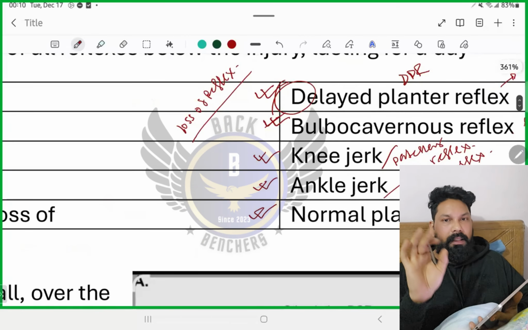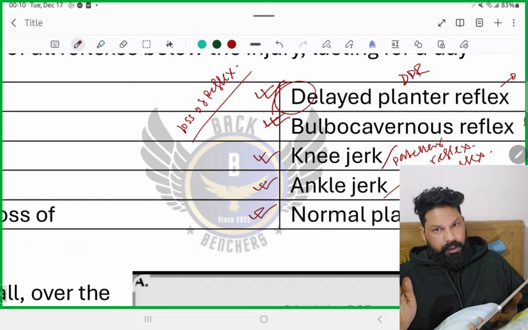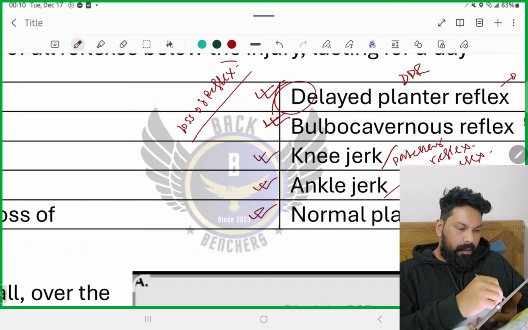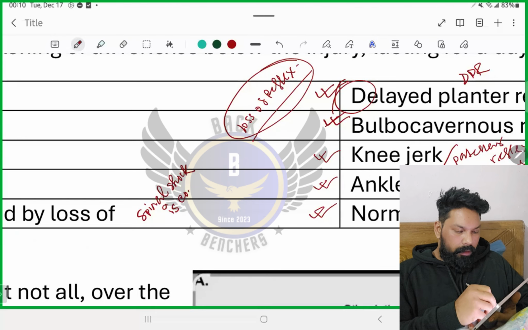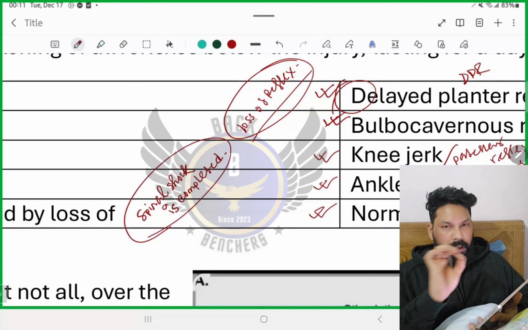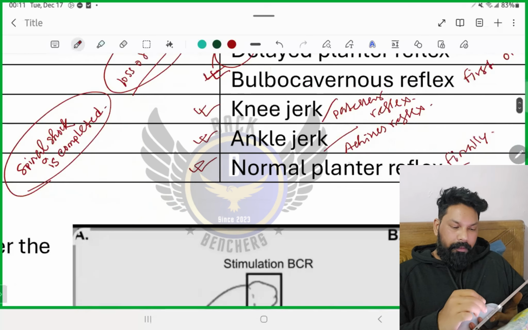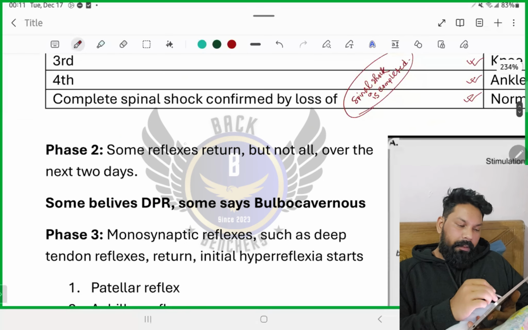Then phase 2 is returning of the reflexes. In phase 2, the reflexes return. They ask this question: from loss of reflex, how do you know that spinal shock is complete, that this person is fully in spinal shock? That is the plantar reflex. They only mention plantar reflex. When plantar reflex is gone, that's the final one to go. Then in phase 2, reflexes start returning.